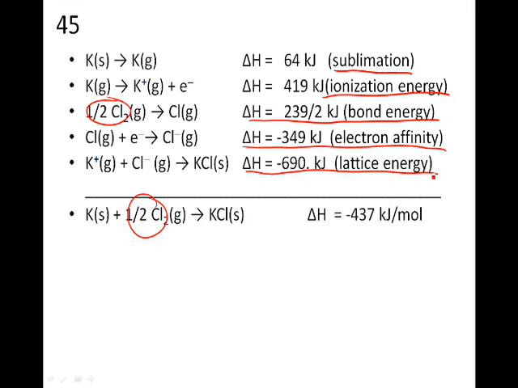So if we add all of those together, we get a change in enthalpy of negative 437, indicating this is an exothermic reaction. And so that's how you can predict the change in enthalpy of formation, because remember, that's really what this is: the change in enthalpy of formation of this substance, because here we see potassium and chlorine coming together to make potassium chloride.